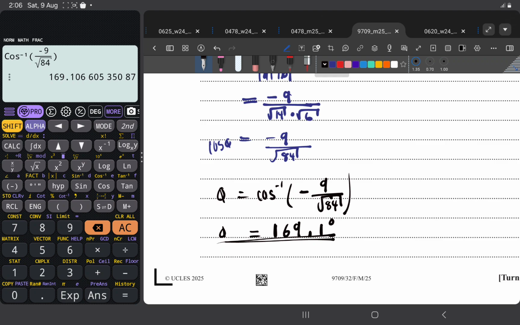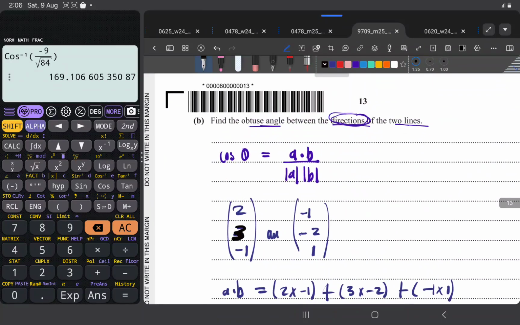Is this hard? I don't think it is hard. This is just so easy. This is how you're going to get your angle, and you would be done and say, my goodness, this is so good, you did very well. So it's 169.1 degrees and you're done. This is how you get the angle.